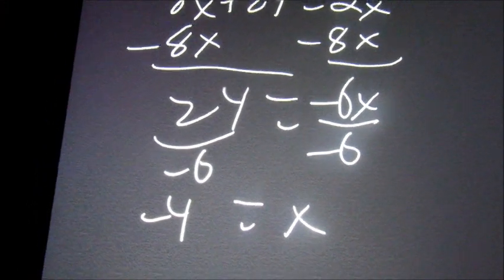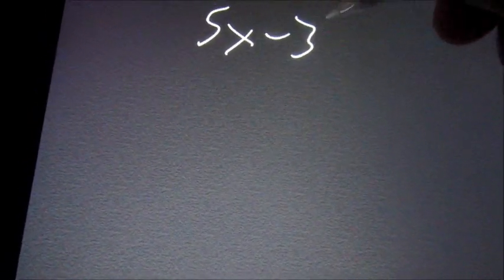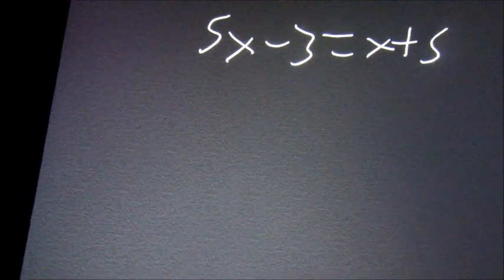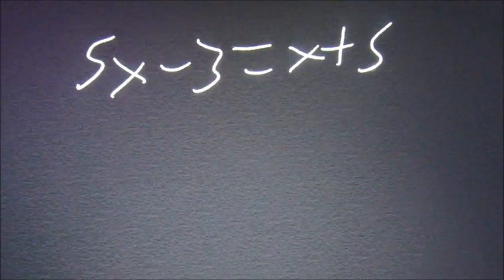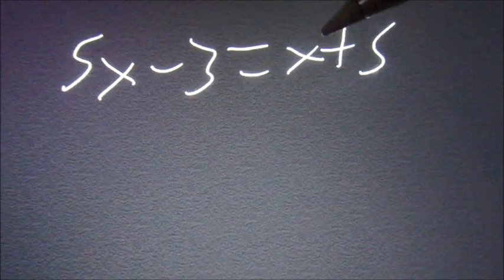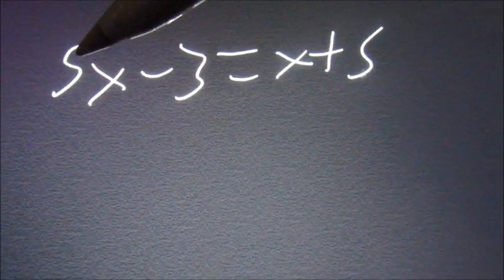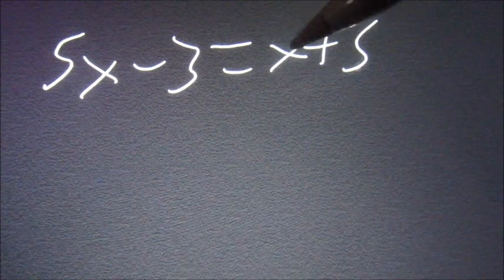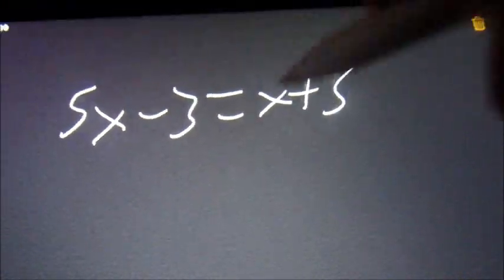Okay, so now we're going to have some where we have both x's and numbers on both sides of the equal sign. So 5x minus 3 equals x plus 5. So I want to keep my x's positive. So I'm going to look at the signs of both of them and how big they are. They're both positive, but the 5x is bigger than the x. So I'm going to move the 1x over by subtracting it.